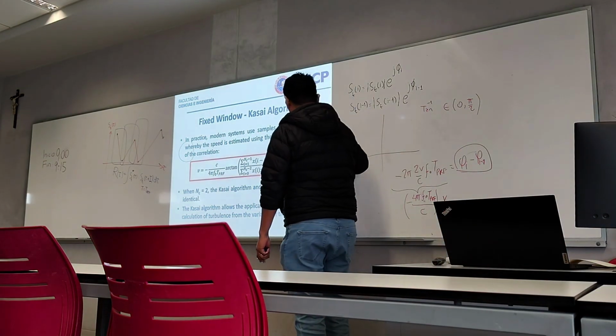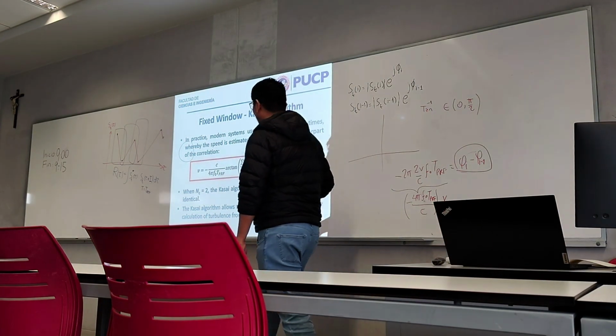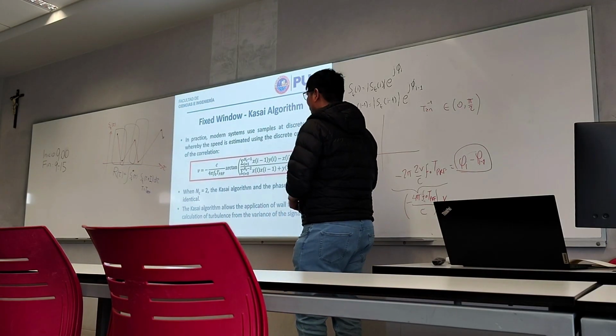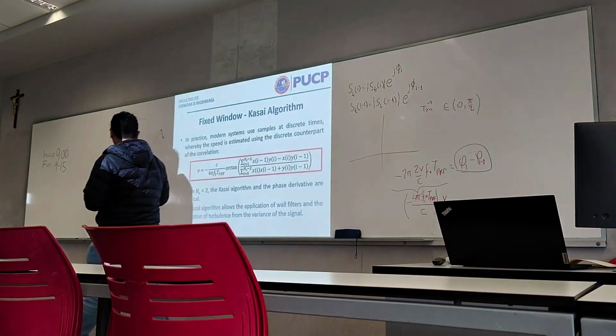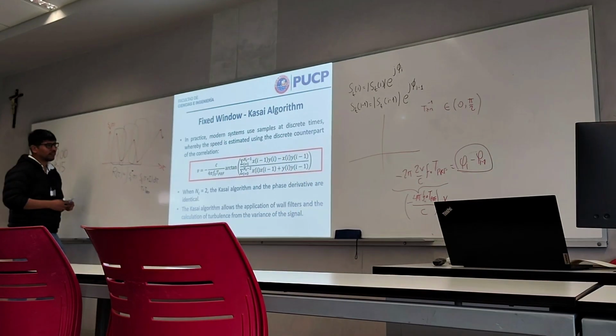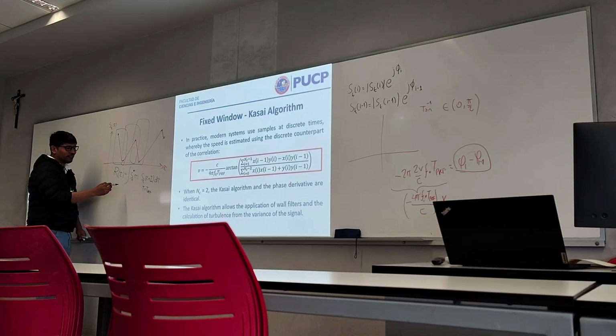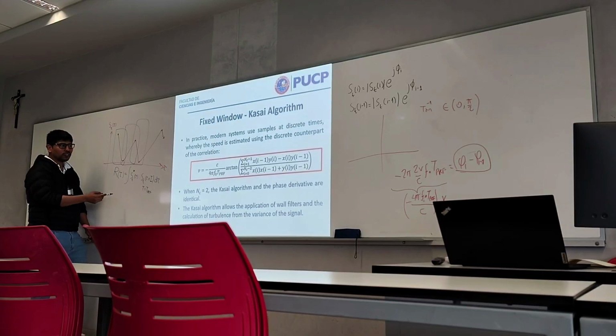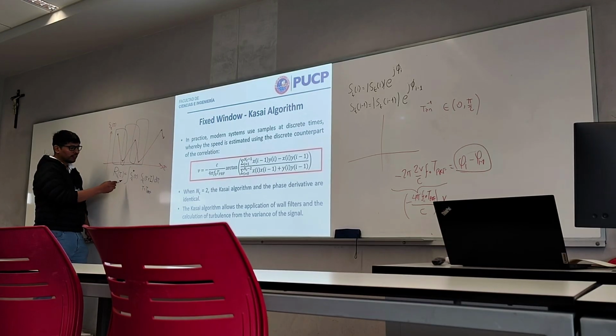And the autocorrelation calculation for discretized signals, what could be here? It's like discretizing this, trying to discretize the autocorrelation would be trying to discretize this. This integral will become like a sum.